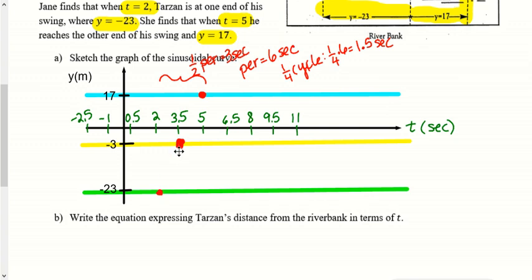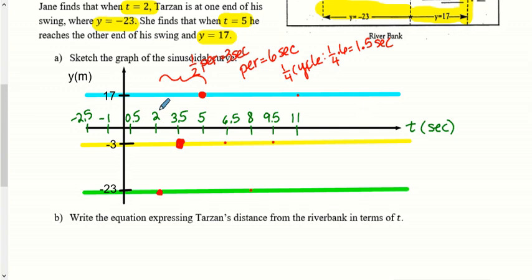I was at the bottom. I went up to the middle, then up. Now I would be back to the middle again. And then I would be down at the bottom at 8 seconds. At 9.5, I would be back in the middle. At 11, I would be up at the top. I need 2 full cycles.